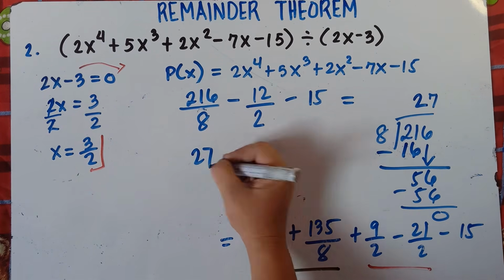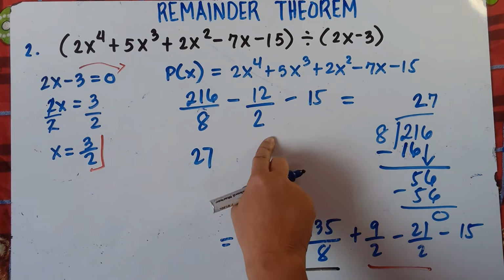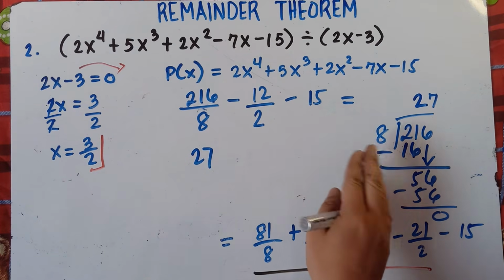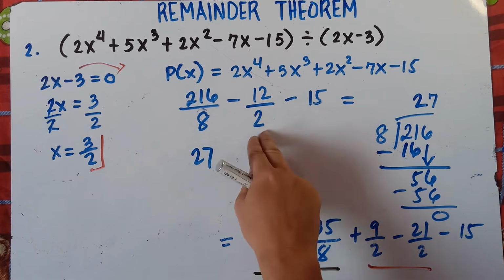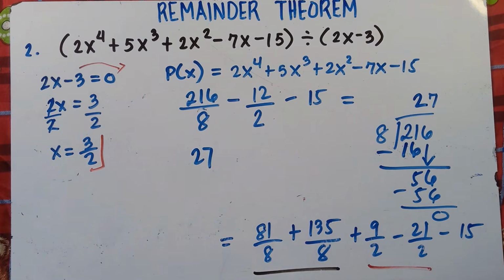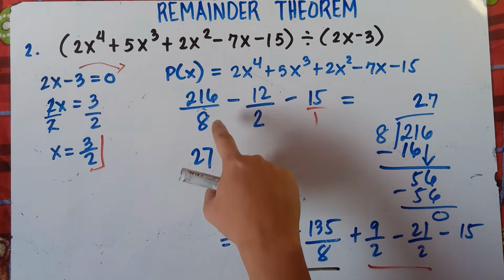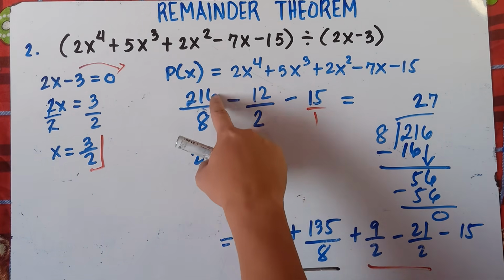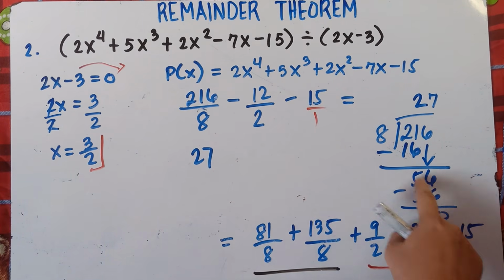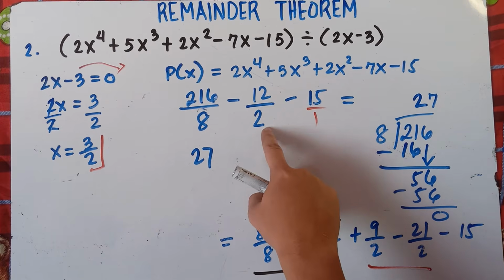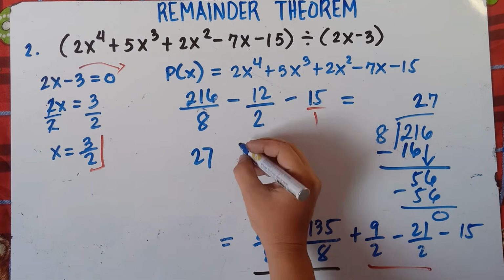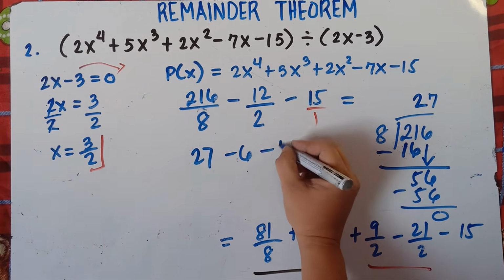So 27. Can we divide 12 by 2? Yep, we can divide. So once again, class, before finding the LCD of 8, 2, and understood 15 here as having the denominator of 1, you check first, class, if you can divide the numerator by the denominator. So we can divide 216 divided by 8, that's 27. Can we divide 12 by 2? Yup. Negative 12 divided by 2, that's negative 6. Then minus 15.